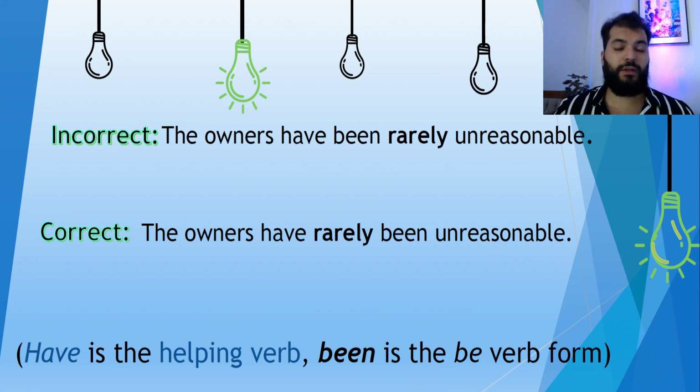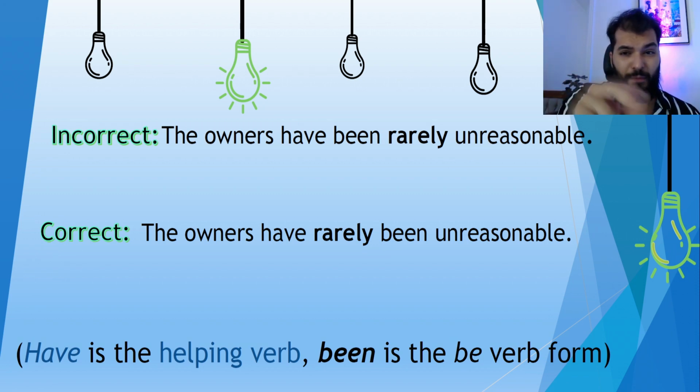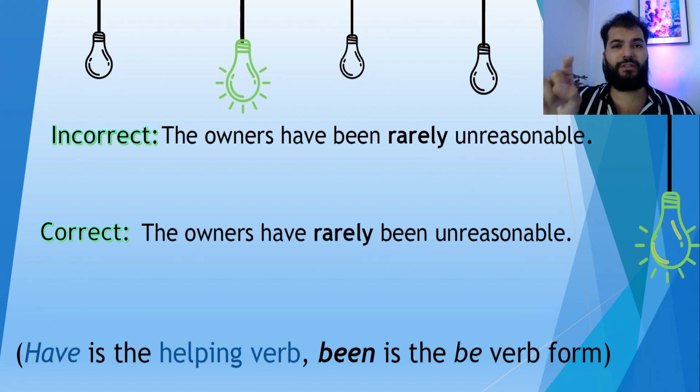Check this out. The owners have been rarely unreasonable. It's incorrect. Even though we have the be verb here, we also have the helping verb. Therefore, the correct position of the adverb here is between the helping verb and the main verb, between have and been. So the owners have rarely been unreasonable.